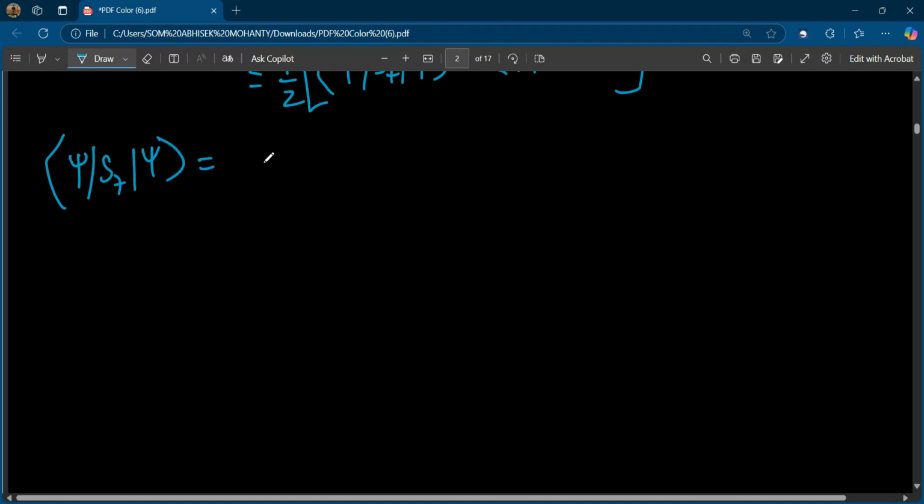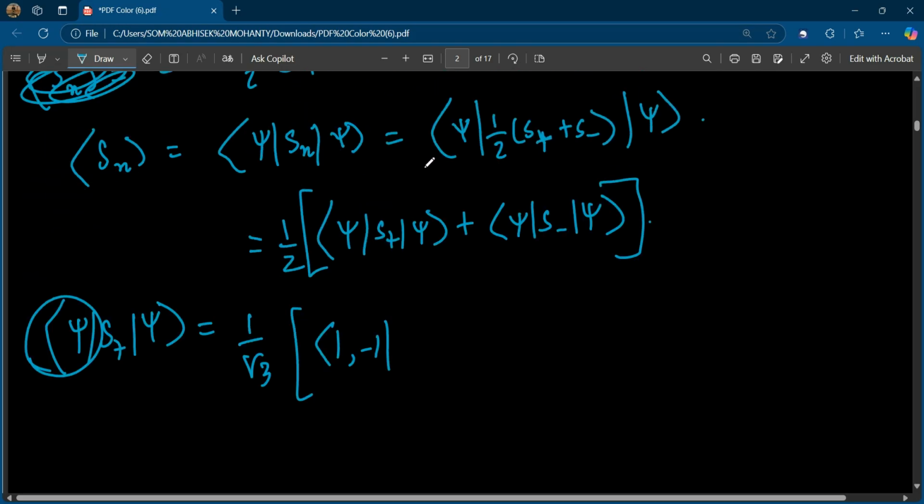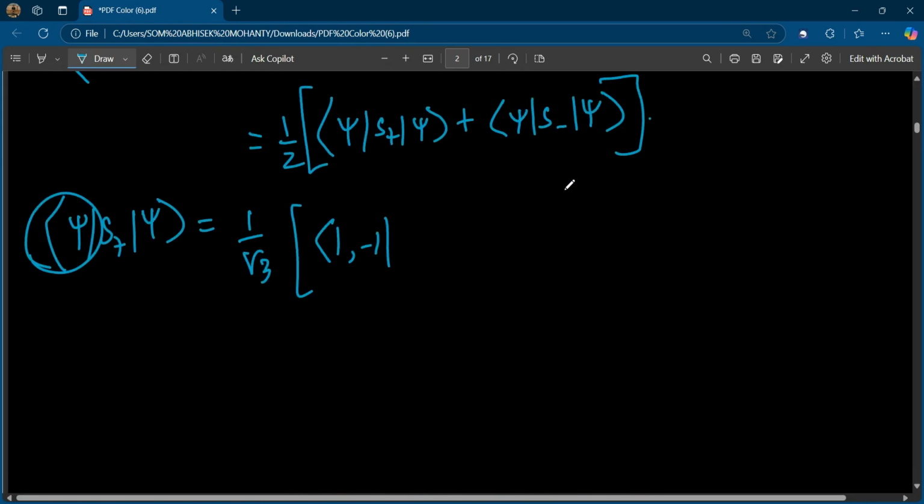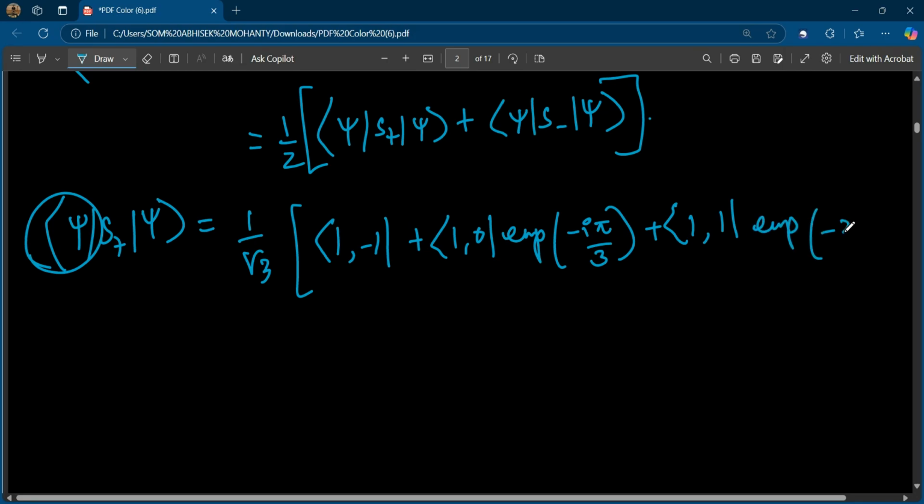Okay. So psi is what? We'll first write the bra form of psi, because ket is given. So bra we will write 1 by root 3. Just the sign will be opposite, and the i will be minus i, complex conjugate. Plus <1,0| exponential minus i pi by 3. Got it? The i pi by 3 will become minus i pi by 3, plus <1,1| exponential minus 2i pi by 3.